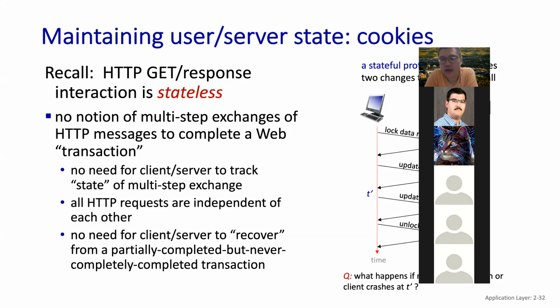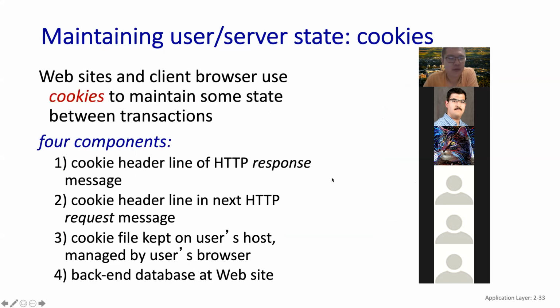So that means we need to have some protocols like cookies to help us keep track of the privacy operations or transactions, okay? The website and the client browser use cookies to maintain some state between the transactions. There are four main components of cookies.